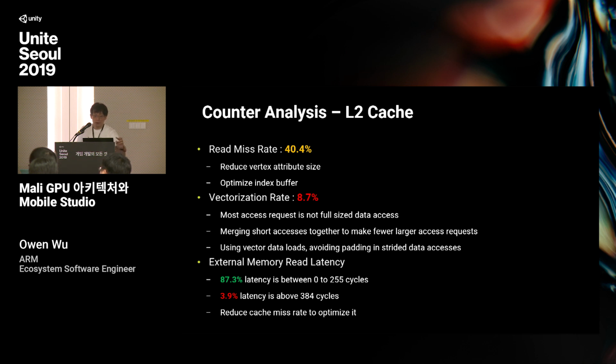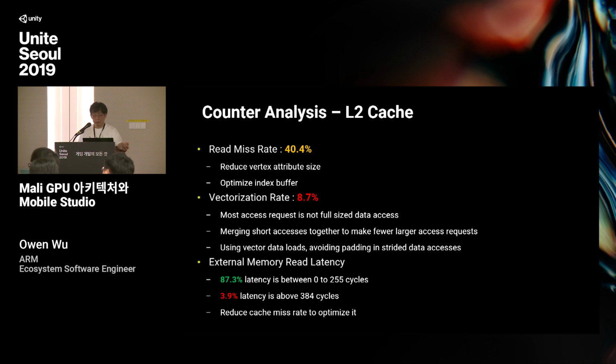So that's the chart for the L2 cache. From those numbers, we can tell a few things. First, the vectorization rate is low. That means most access requests are not full-size data accesses. In this case, we need to look into the shader code to optimize the data access, because we have two kinds of data access: full-size and short. If you use a lot of short data accesses, you will actually read the full-size data, then discard part of it. That's a waste of bandwidth.